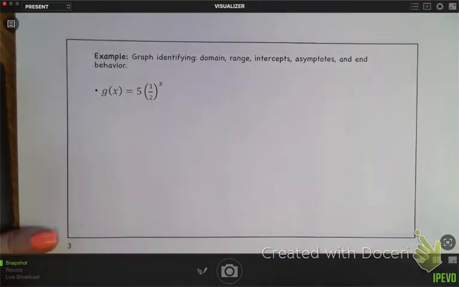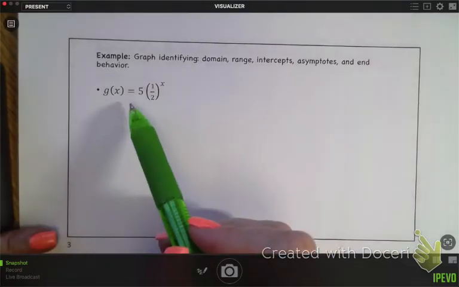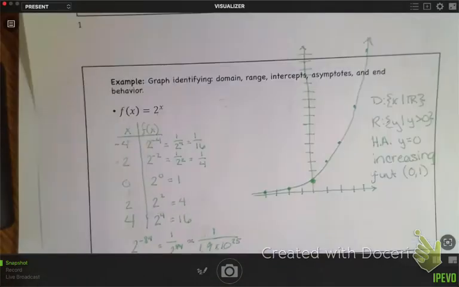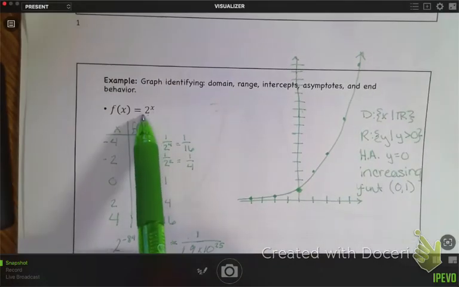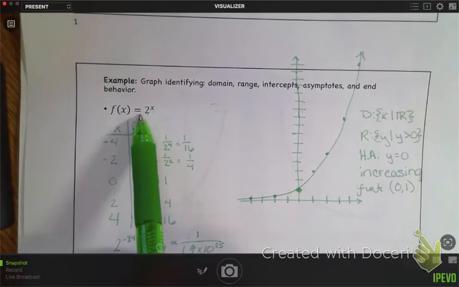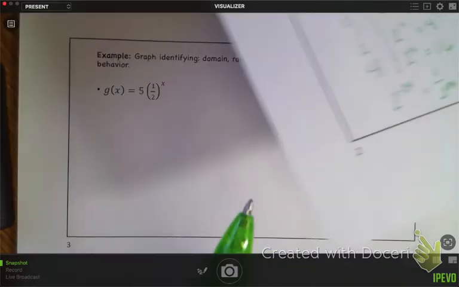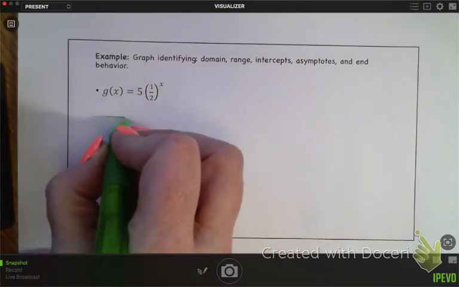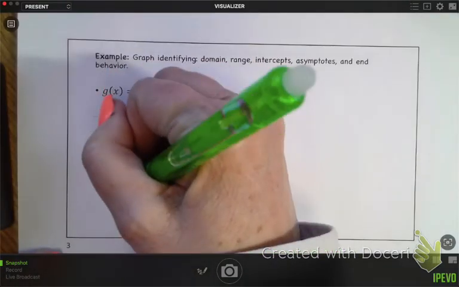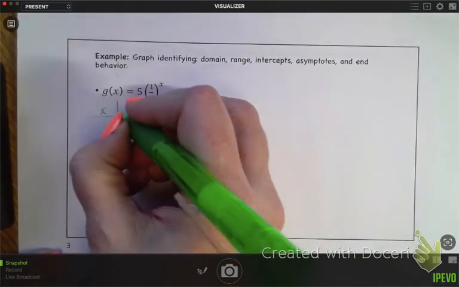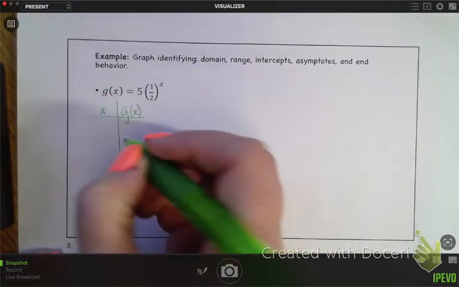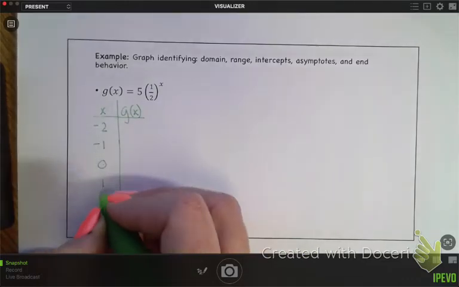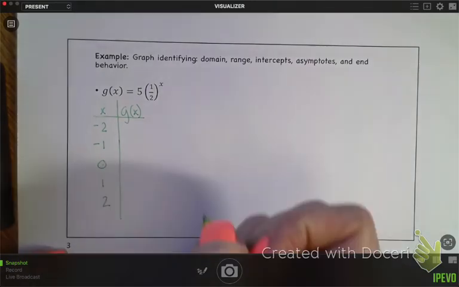Okay, so our next one we're going to do is 5 times 1/2 to the x. So it looks exactly like what we had before, except we have a coefficient out here. We have an a. Ooh, it's coming back to haunt us. Our base here is 2, and our base here is 1/2. So let's see what happens when we do this graph. So x and g of x. And this time I'm just going to do -2, -1, 0, 1, and 2, because I just don't want my numbers to get too big too fast.